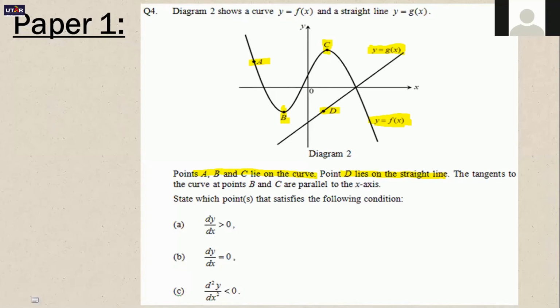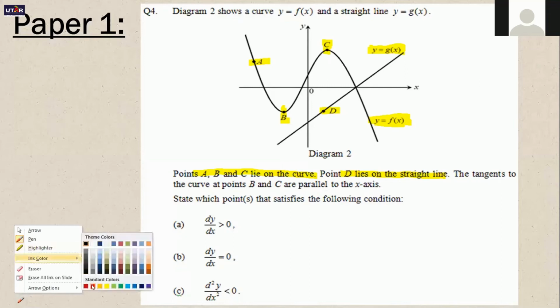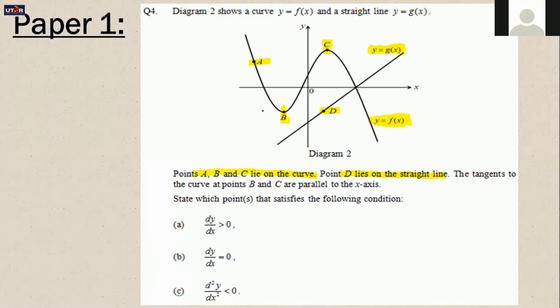So it means these two tangent lines, the tangent line at point B and the tangent line at point C, are actually parallel with the x-axis. So it means they are horizontal lines. Okay? So now state which point satisfies the following conditions. So what you have to do is just state A, B, C or D, which point fulfills the condition.